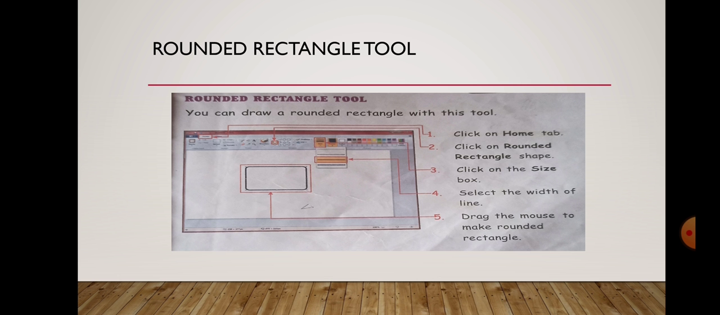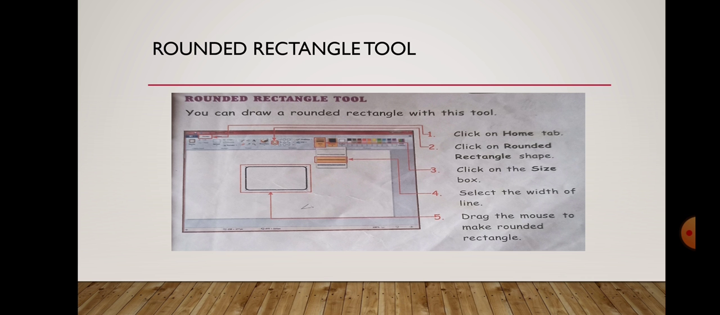We'll start with the rounded rectangle tool. Now, what is the rounded rectangle tool? How are we going to get to it? First of all, we'll click on the Home tab. As you can see, the Home tab is present at the top. Then after clicking on the Home tab, we are going to click on the rounded rectangle shape button.